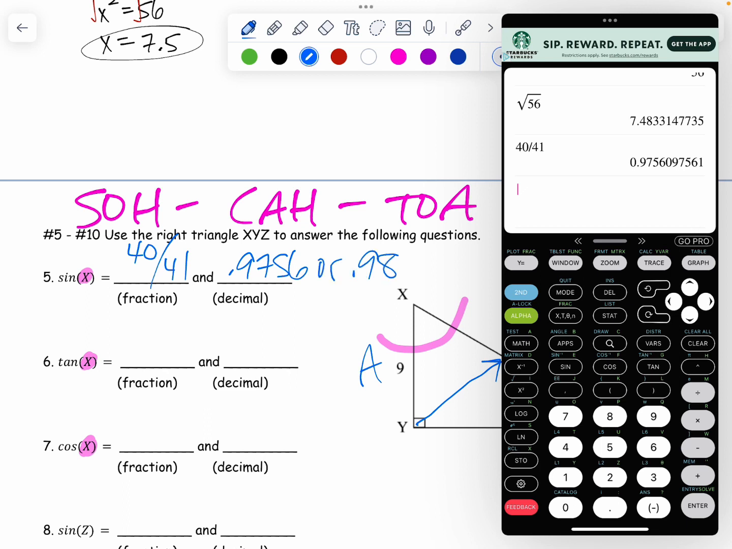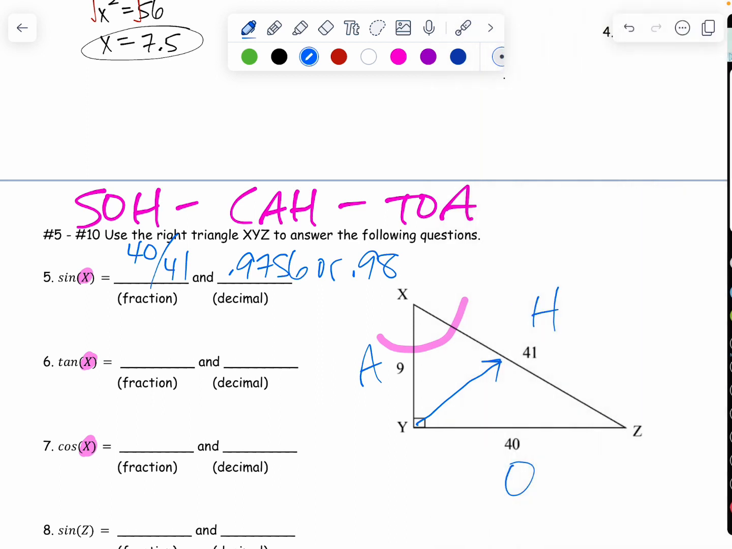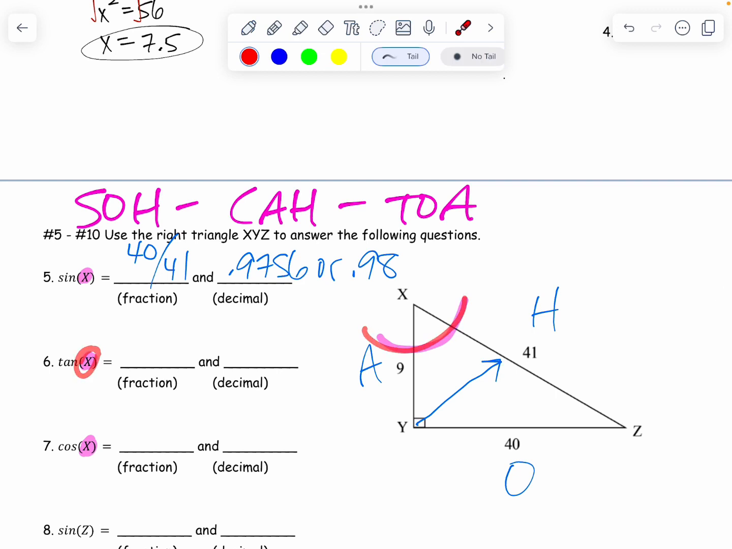And I'll just read the directions on the test or the quiz to decide how I'm supposed to round, okay? I'll do number 6 also because I've already done the swooping. And so this is still angle X. This is still angle X. This is still O. This is still H. This is still A. But tangent, there's a T there.